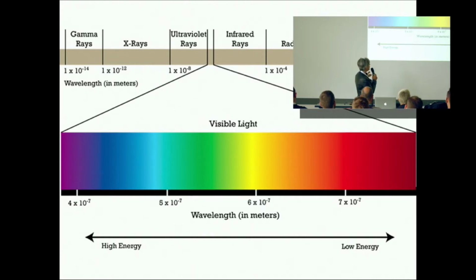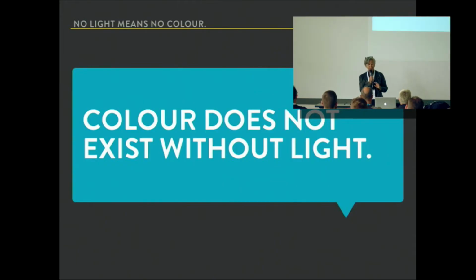The only part that we can see is the part of the spectrum called visible light. And that's where color lives. The spectrum goes from violet to deep red. It's called visible light because it literally is light. So color is light. Color does not exist without light. No light means no color, just as simple as that. That's the essential thing to understand.